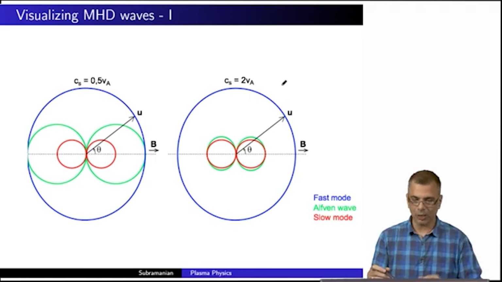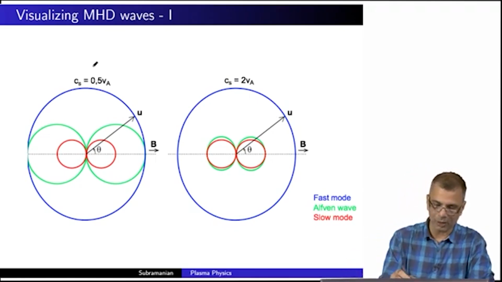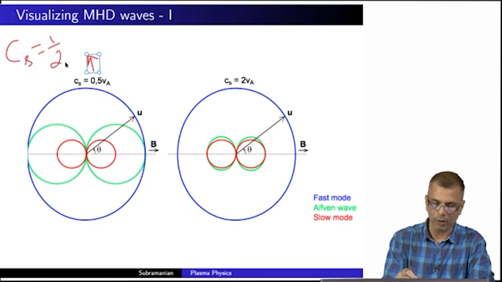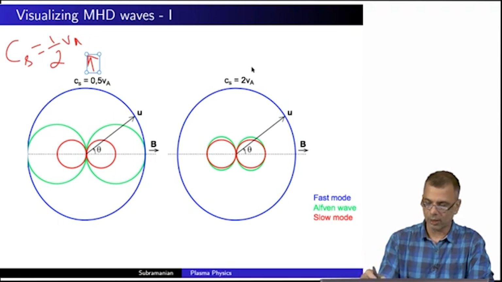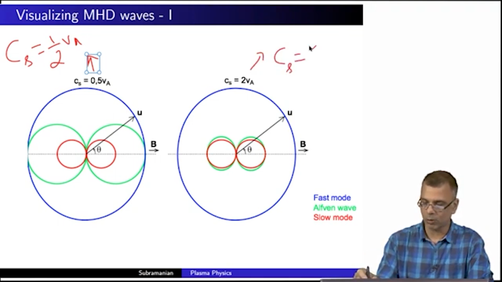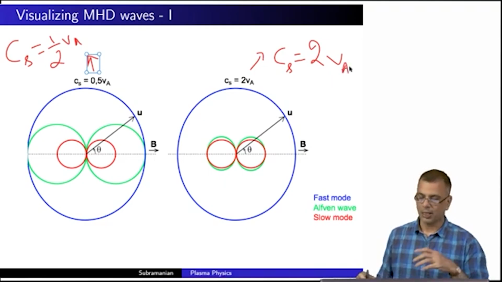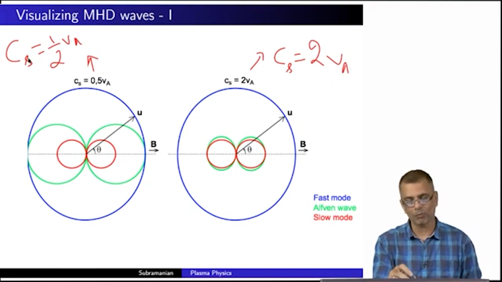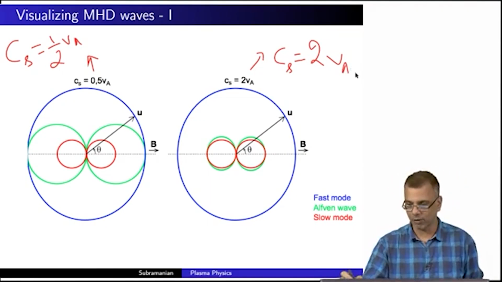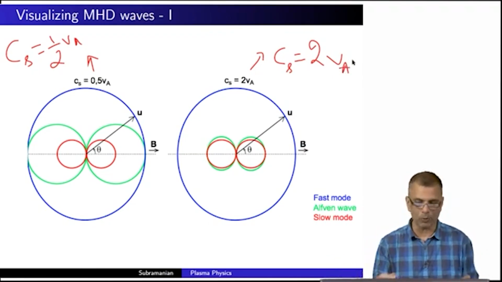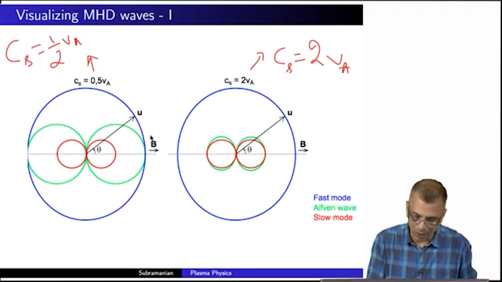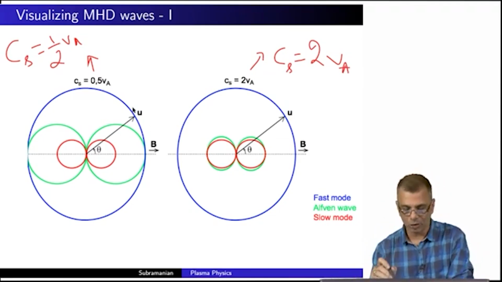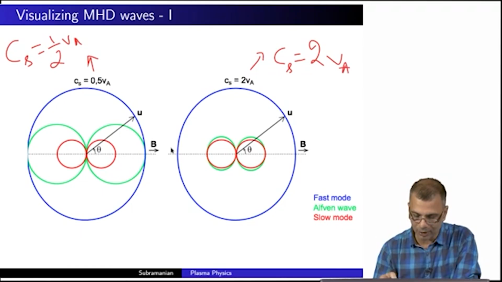So here in this case the sound speed is equal to 1/2 VA, and in this case the sound speed is equal to twice VA. Two cases. In neither case can we make the simplification that the sound speed is much smaller than or much greater than the Alfven velocity. They are comparable. 1/2 and 2 are comparable. So how do these two cases look? So B is along this direction. This is the direction of B.